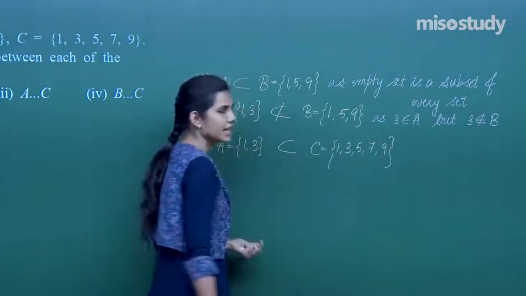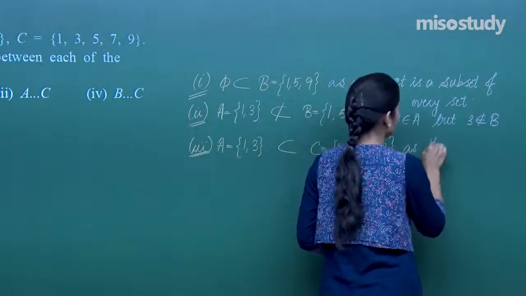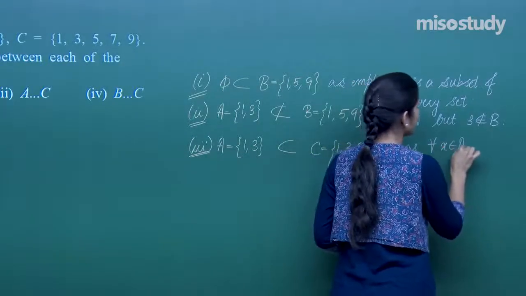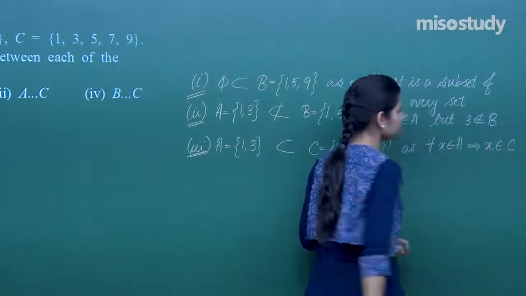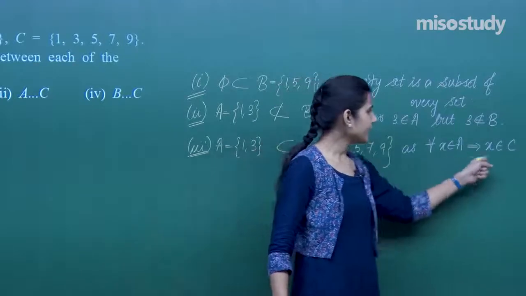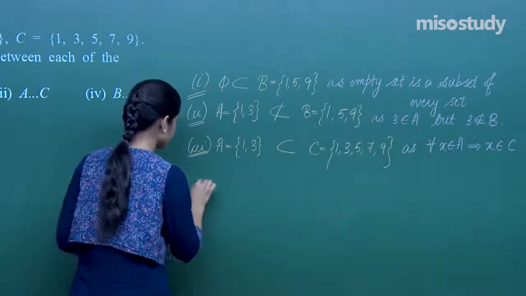So, I will be saying A is a subset of C as for all x in A, x is in C. Whatever is in A is also in C. Therefore, A is a part of C.